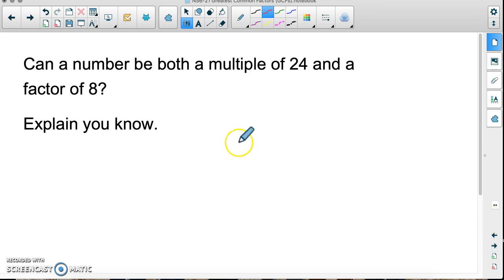So can a number be both a multiple of 24 and a factor of 8? The answer is no, but how do we know this? Well, we know all the multiples of 24, except for 0, are at least 24 itself. The factors of 8 are all at most 8, so no number can be both a multiple of 24 and a factor of 8.